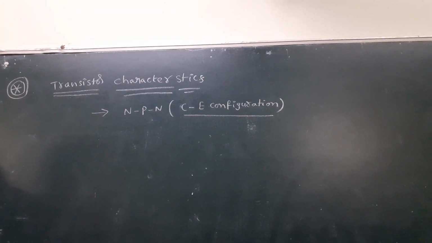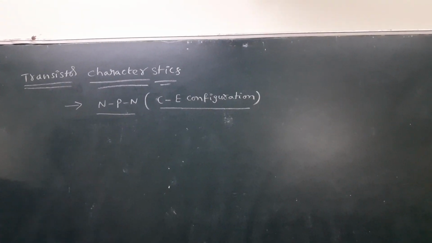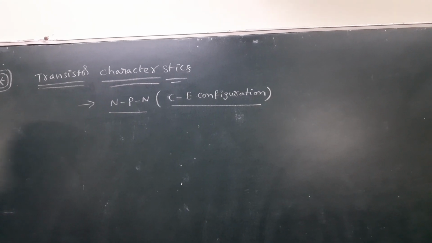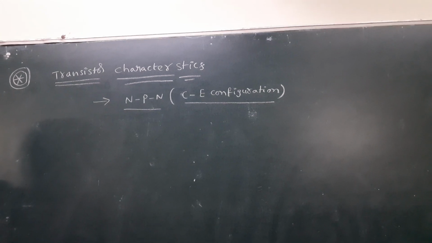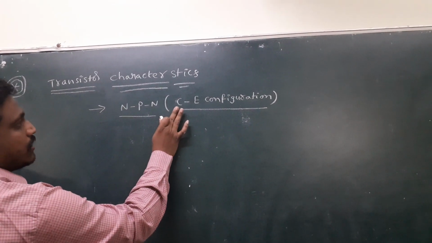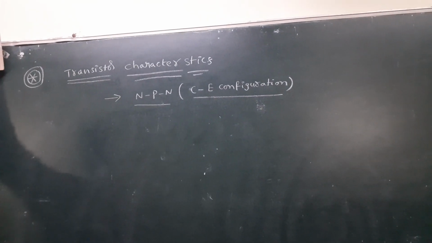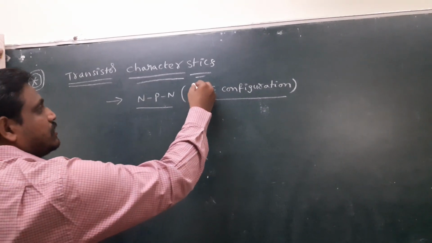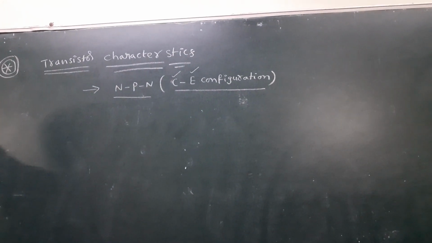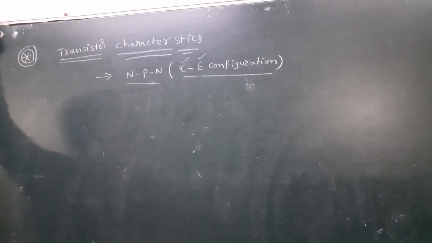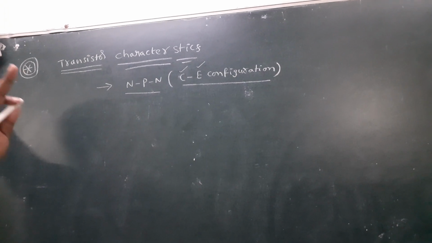Transistor characteristics. Generally, in this topic, I take an NPN transistor or a PNP transistor. I take an NPN transistor, and the configuration is the common emitter configuration, simply denoted by CE configuration. CE means common emitter configuration. Common emitter configuration means the emitter is common for both input and output.